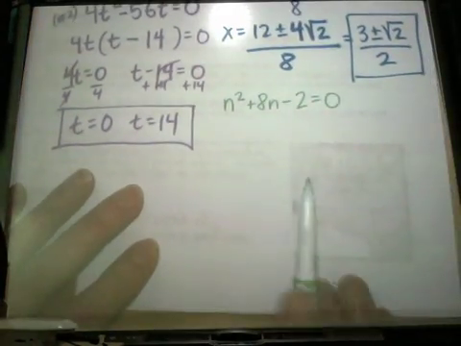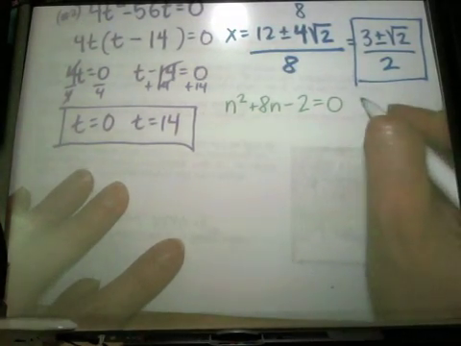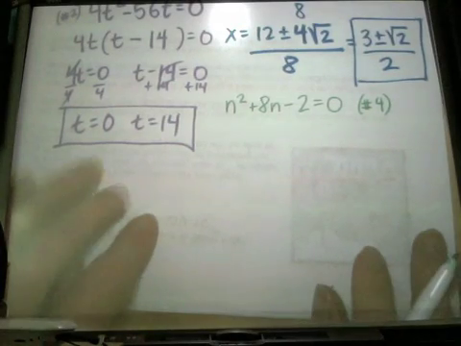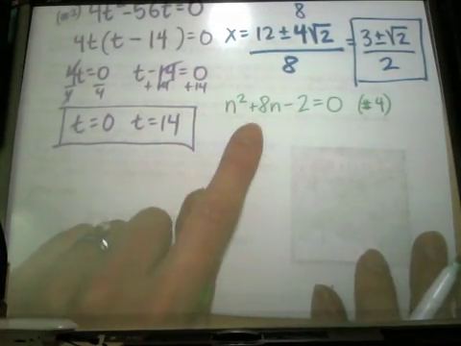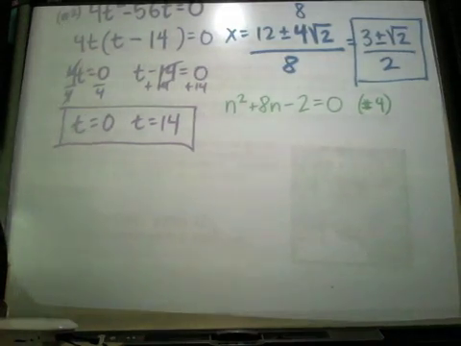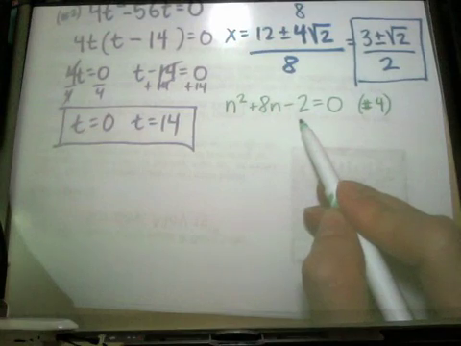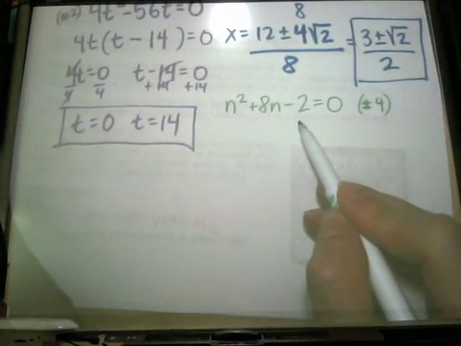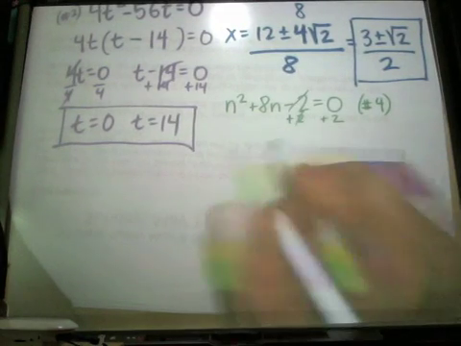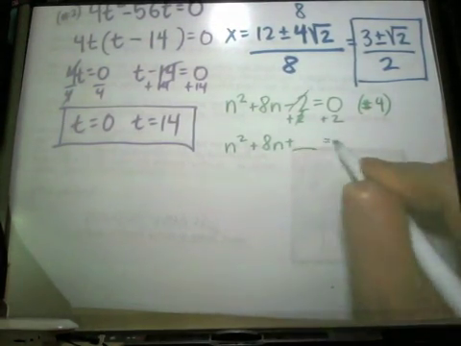N squared plus 8n minus 2 equals 0. Method number 4, completing the square. There's no a value, and I have an even b. Let's try completing the square. Now, first, 2 is not a perfect square. This is where we're looking at that square of a binomial pattern. If this is not a perfect square, 2's not perfect, I move it over and I leave this blank spot.